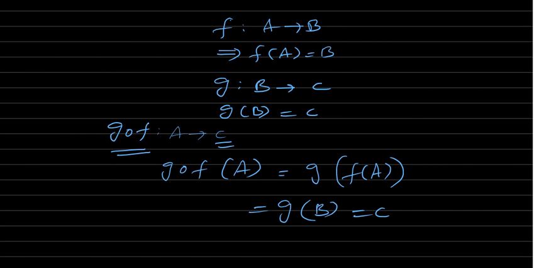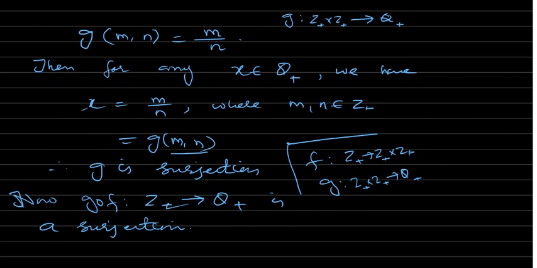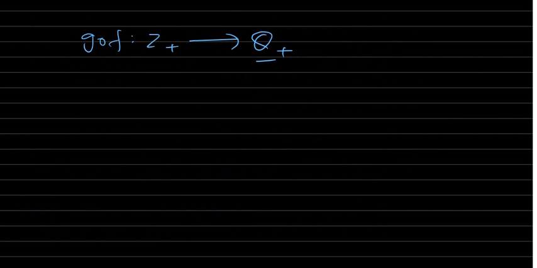So it means that we have a surjection here, G composition F from Z plus to Q plus. And now you apply this result that we stated earlier: whenever we have a surjection from Z plus to B, then B is countable. So here we have Q plus. So we have a surjection from Z plus to Q plus. It means that Q plus is countable. So the set of positive rationals is countable.